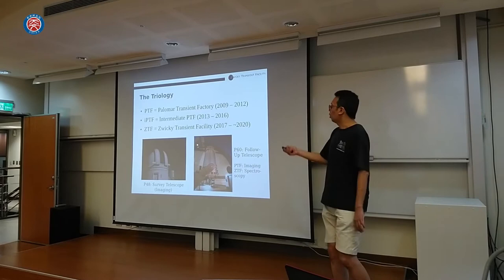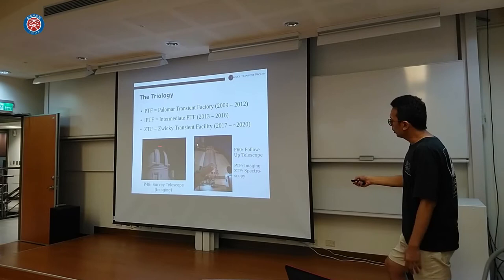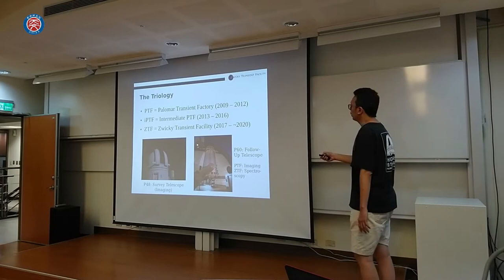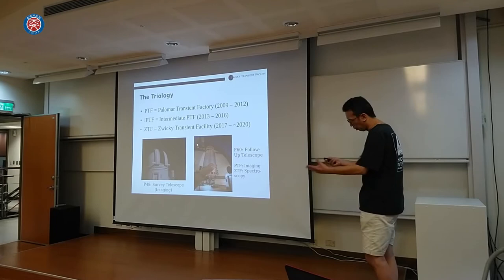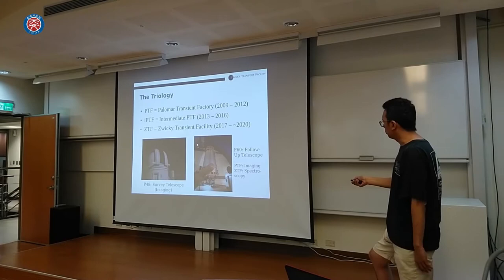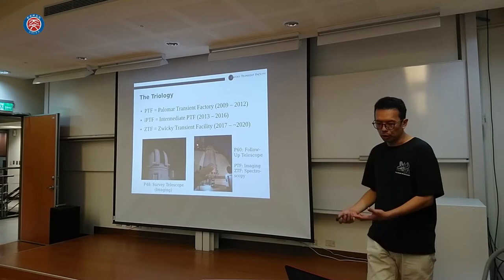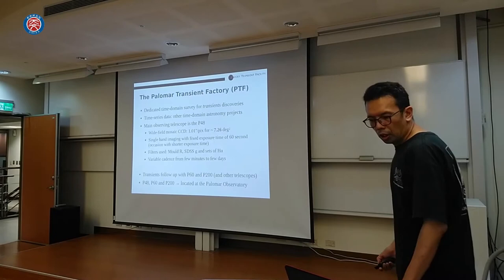This is the main workhorse telescope, the P48, mostly doing imaging. But for these projects, they have a dedicated follow-up telescope called the P60, also at Palomar Observatory. During the PTF era, this was just simple CCD imaging, getting colors. Now in the ZTF, they use it with a low-resolution IFU to get spectra of the transients. So that's a bit of history.